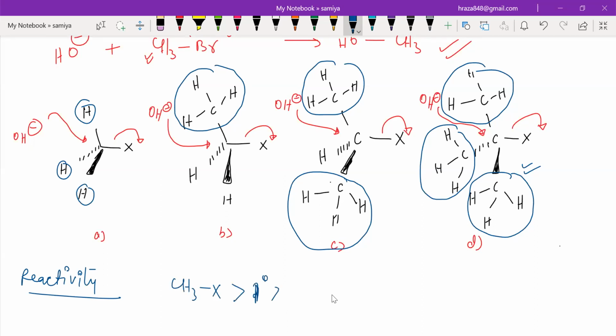CH3X, then 1 degree, then 2 degree, and then 3 degree. Because in 3 degree, there will be more steric hindrance. Bulky groups are more. That's why OH minus will not easily attack. There will be repulsion also. So the reactivity will be CH3X, then 1 degree, then 2 degree, then 3 degree. Got it?